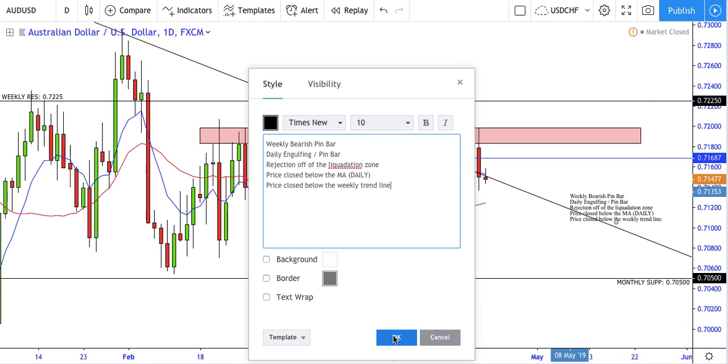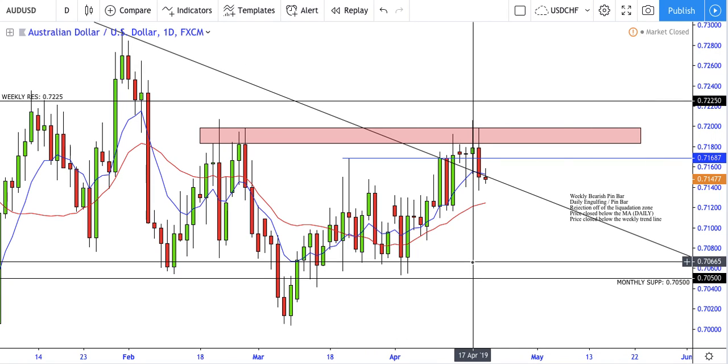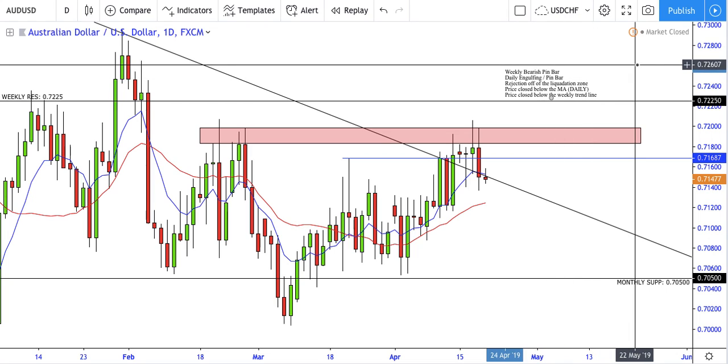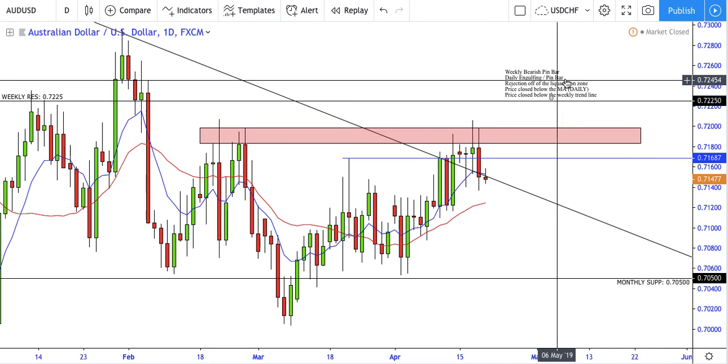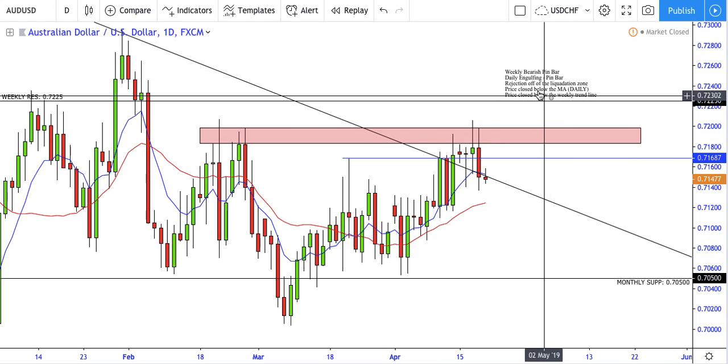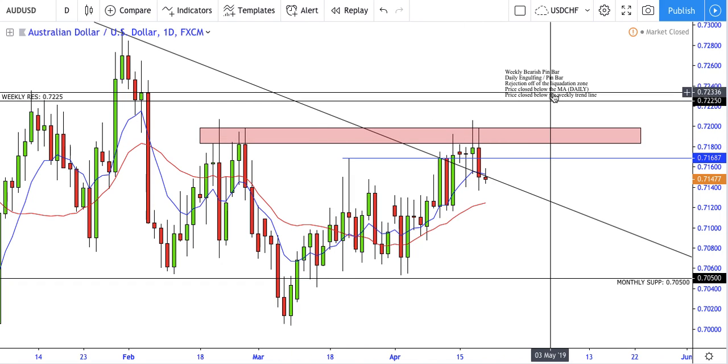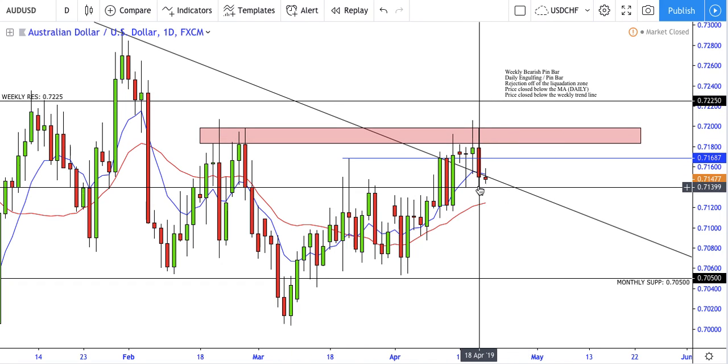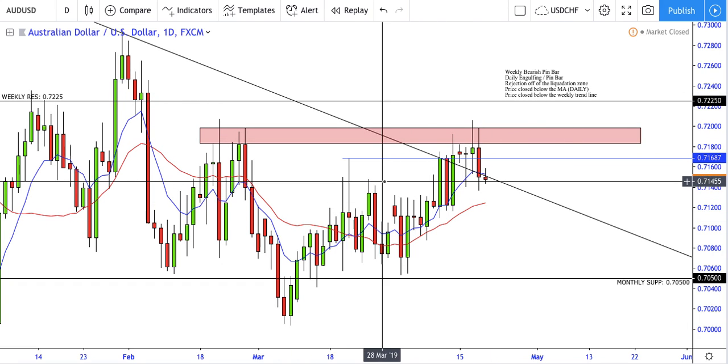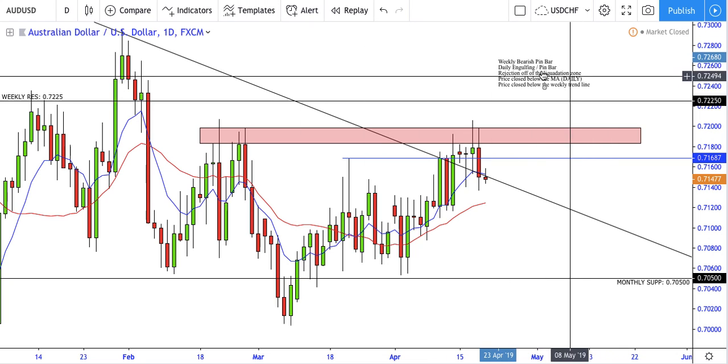Okay, so that seems to be it for now. All right, so we have the weekly bearish pin bar, the daily engulfing pin bar over here, right? We have the rejection off the liquidation zone, right? We have price closed below the blue moving average and it closed below the weekly trend line. All right, so let's continue on.